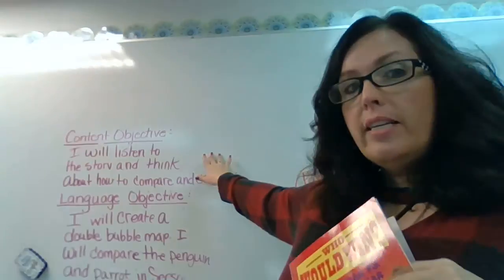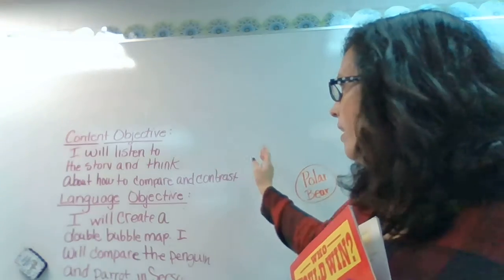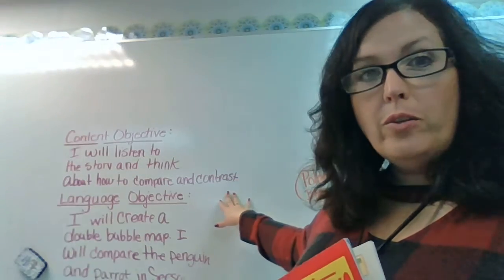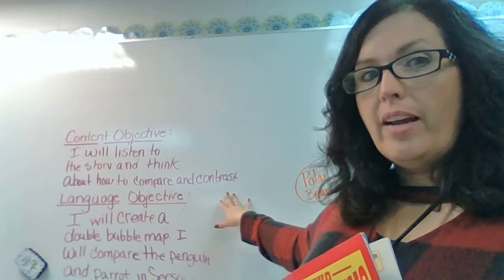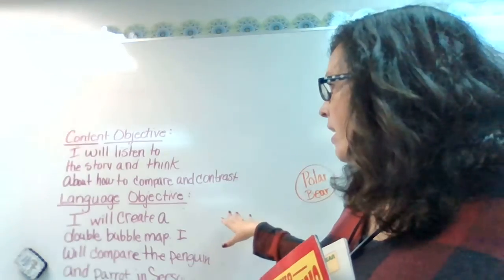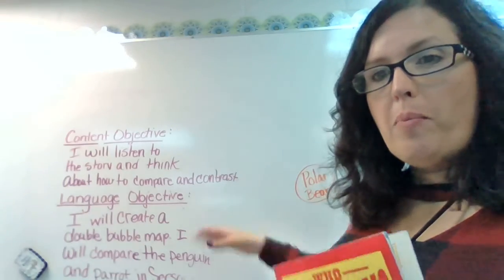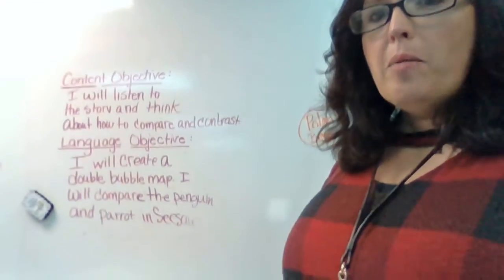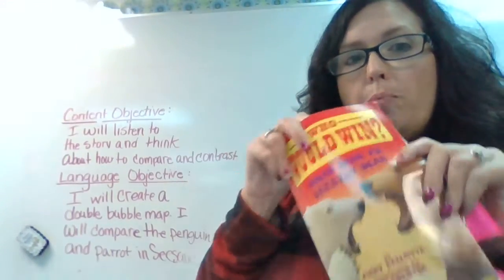While you're listening to the story today, I want you to be thinking about how they compare and contrast. How are they the same? How are they different? You're going to create a double bubble map when you're done, but you're not going to do it on this book, okay?